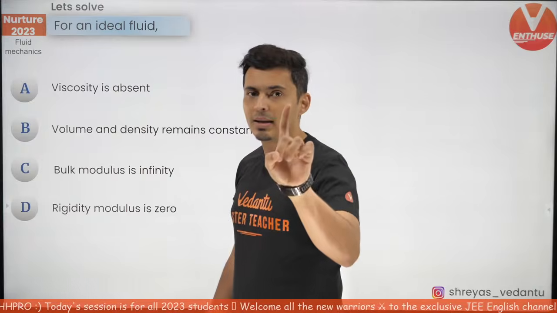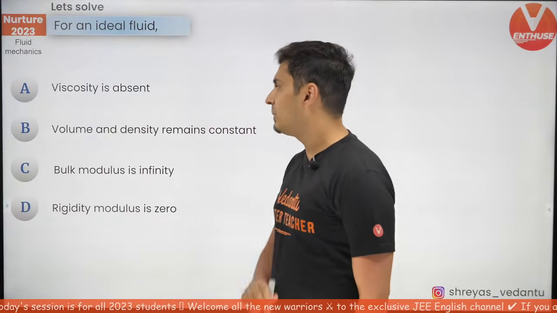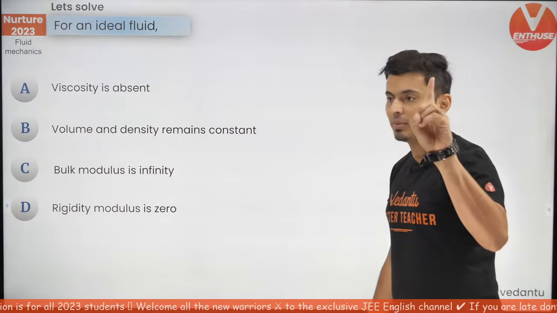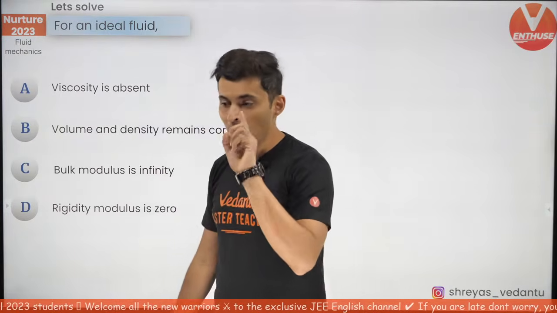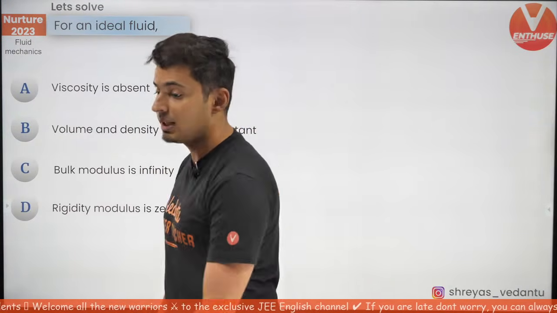Alka is saying A. Okay, I'll give you one hint. More than one may be correct. Be careful. More than one. Ideal fluid, what are the characteristics?